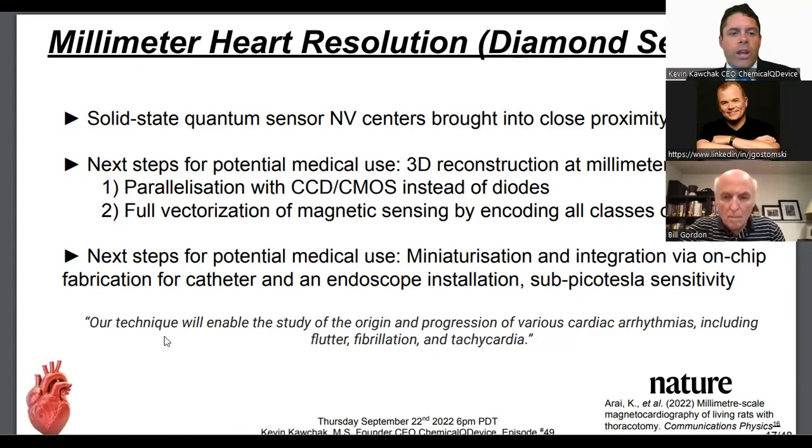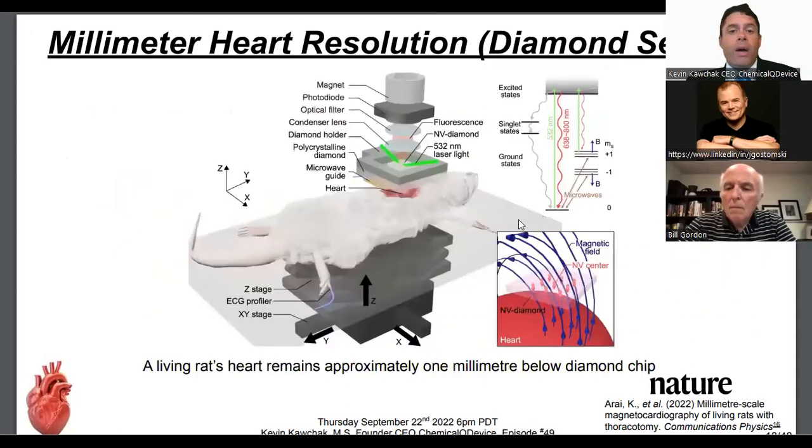This quote here is very key. It says, our technique will enable the study of the origin and progression of various cardiac arrhythmias, including flutter, fibrillation, and tachycardia. Now, these are Japanese researchers, and last month, August, was a huge month for them, basically for quantum computing. And specifically, it looks like they're going after a lot of the medical stuff.